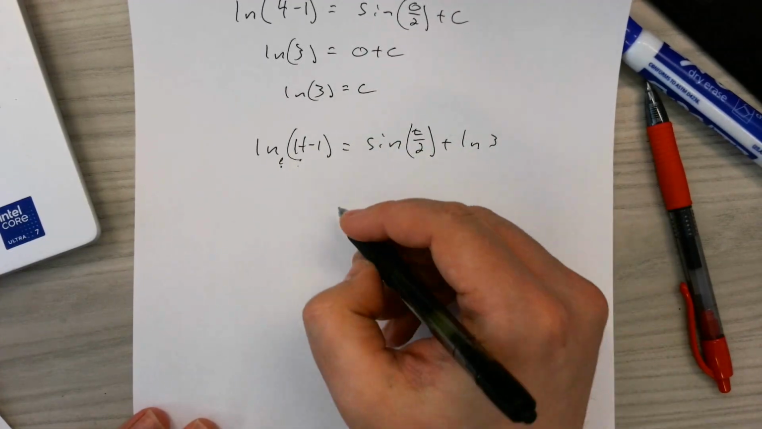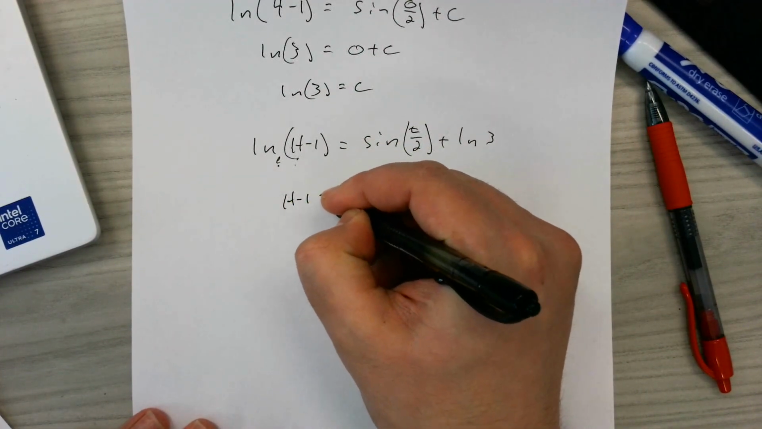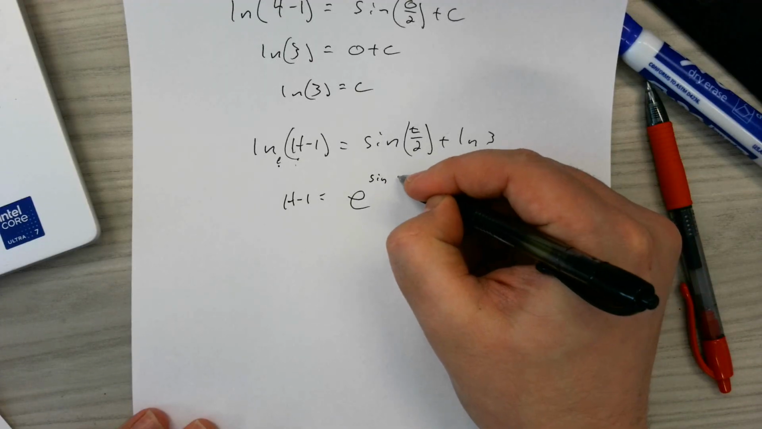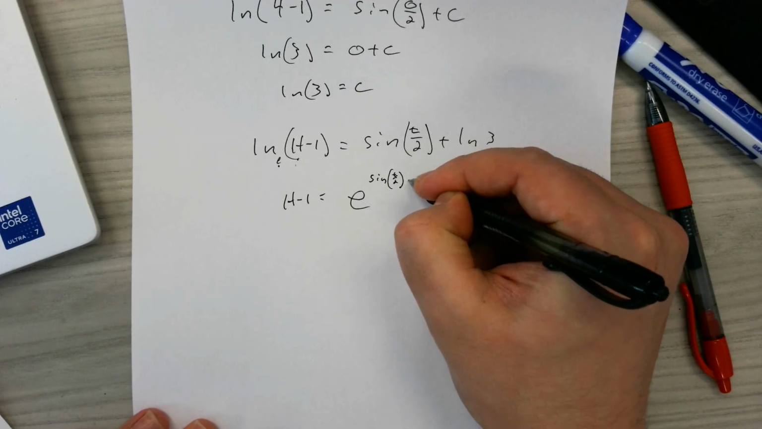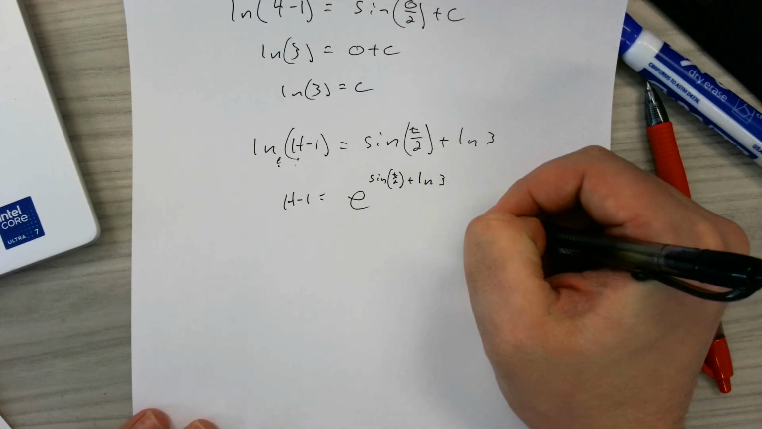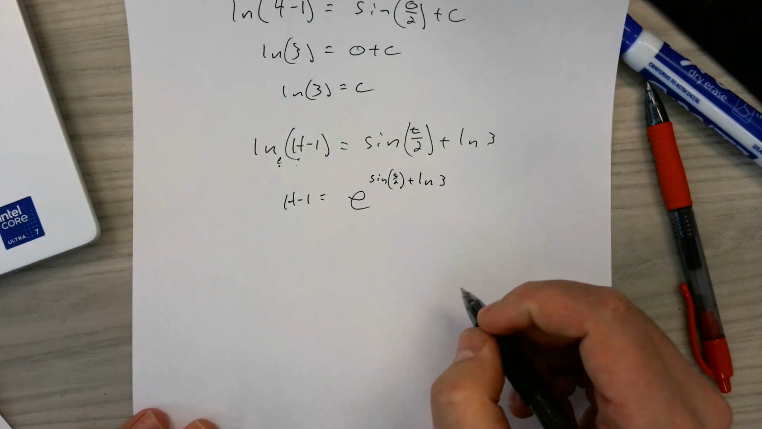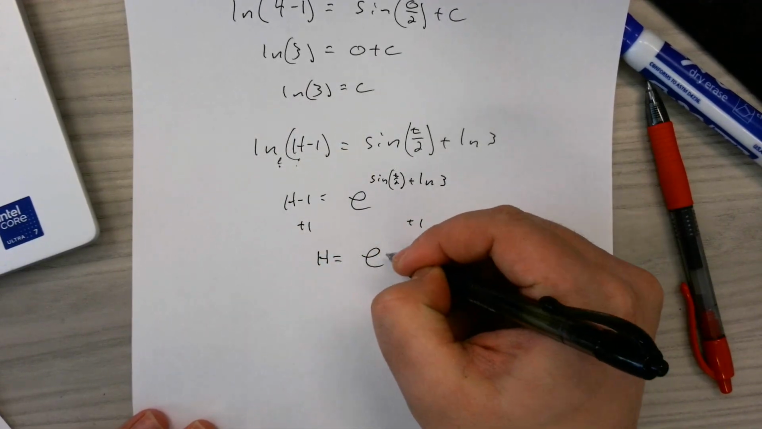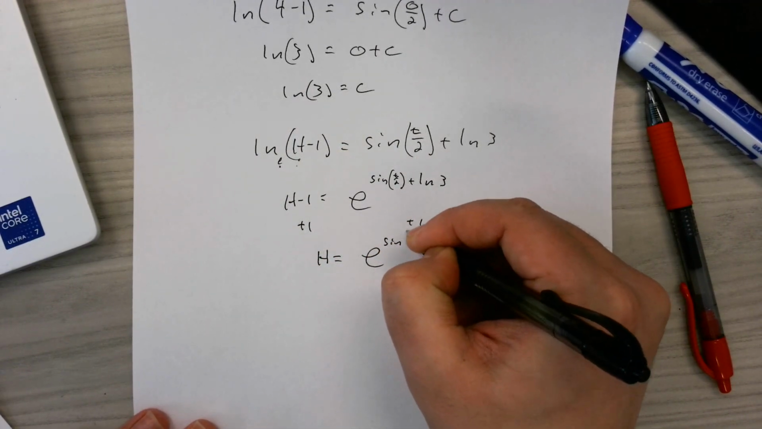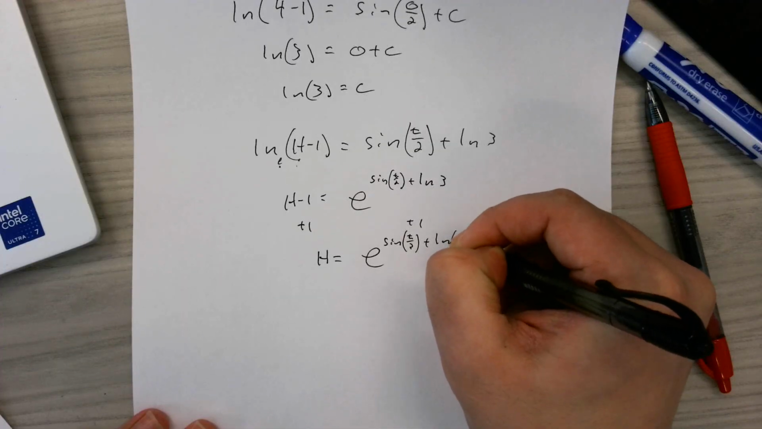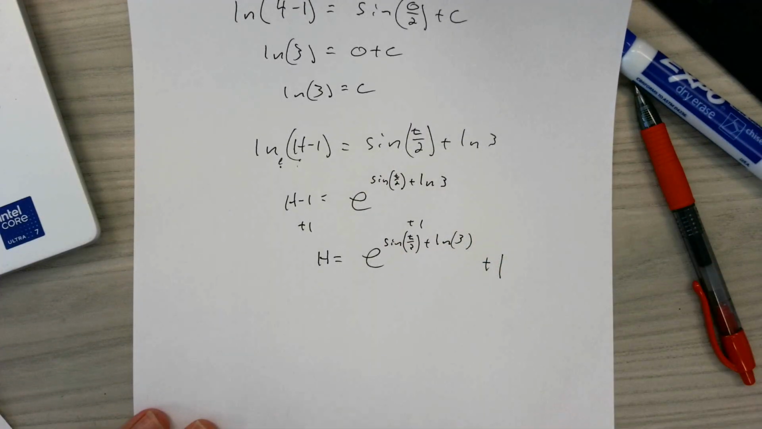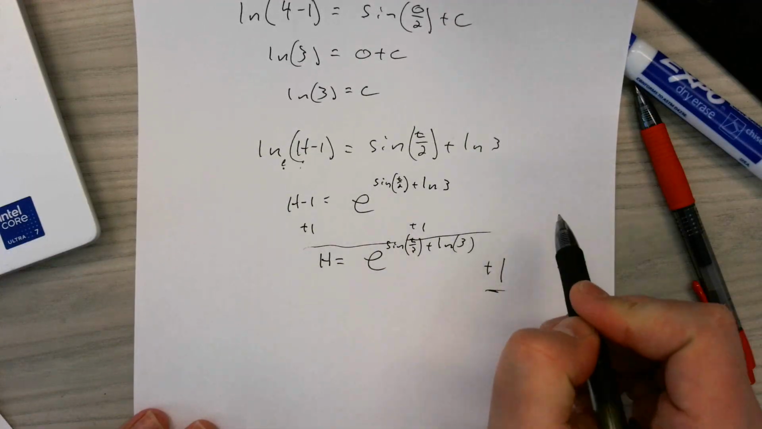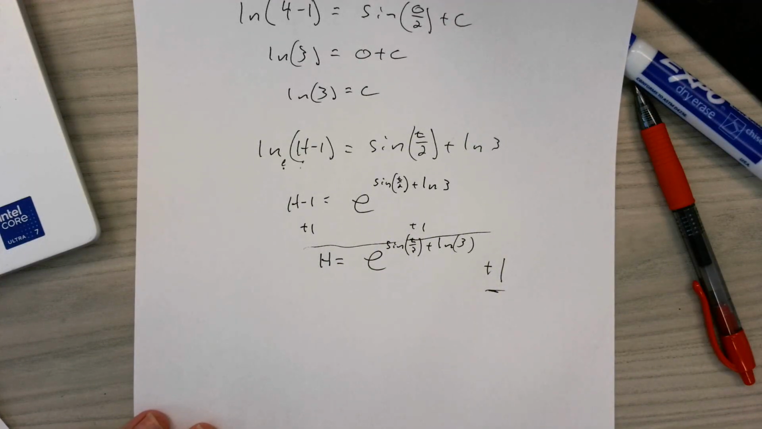I'm trying to get h out. If I transform this into exponential form, I get h minus 1 equals e to the power of sine of t over 2 plus natural log of 3. And then I just add 1 to each side. H equals e to the power of sine of t over 2 plus natural log of 3, plus 1. Notice that the plus 1 is not part of the exponent. All right.